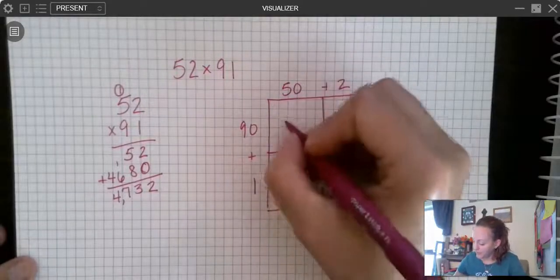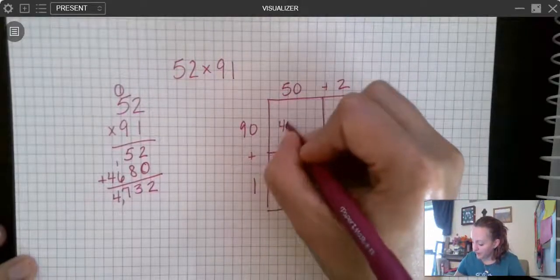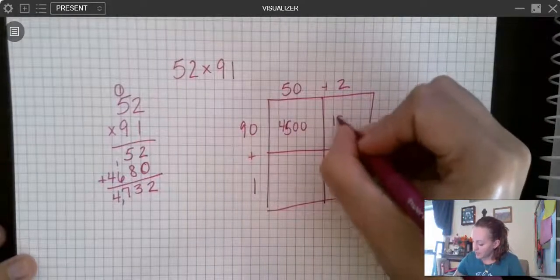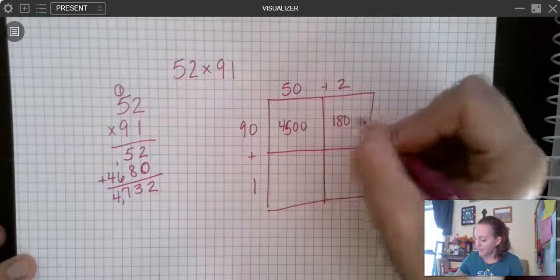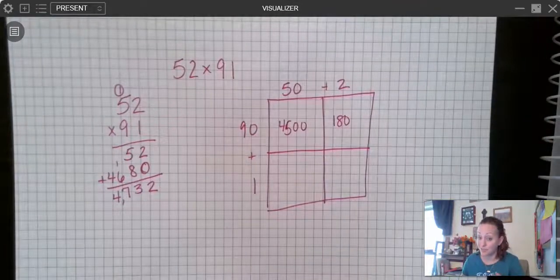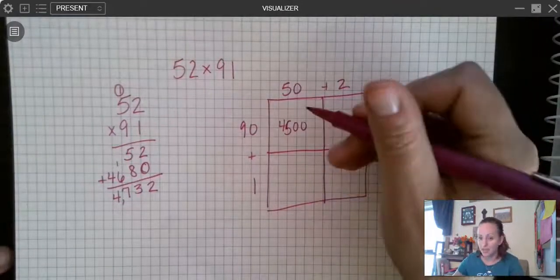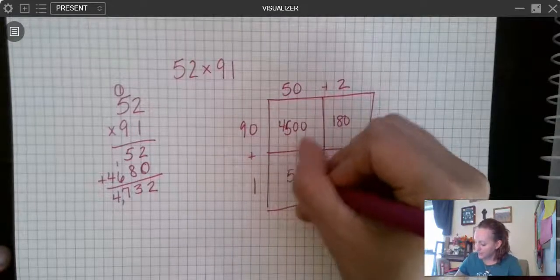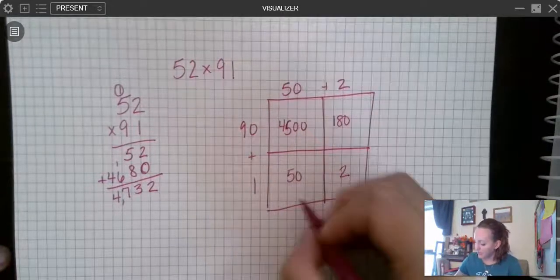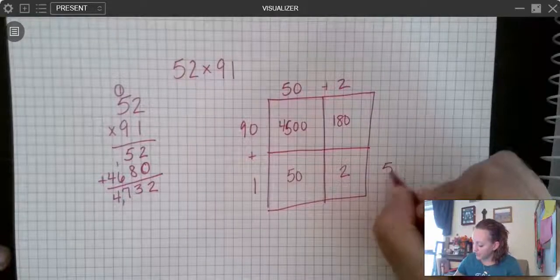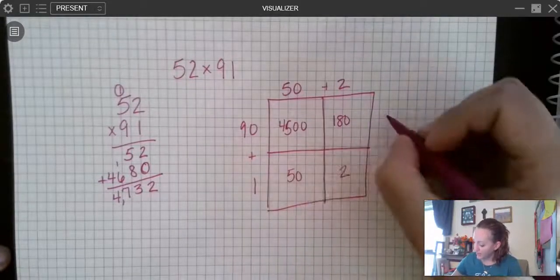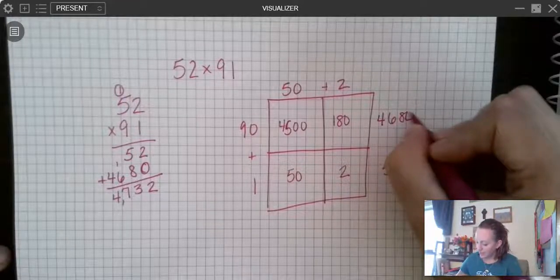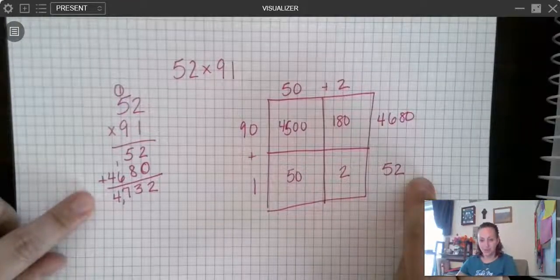50 times 90, well, 5 times 9 is 45, and I have 2 zeros. 90 times 2 is 180 because 2 times 9 is 18 with a 0. And again, I'm explaining as I'm doing this, so it's taking me a little longer. All right, 50 times 1, that's easy. That's 50. And 2 times 1 is 2. I can add straight across here. I get 52. I can add straight across here. I get 4,680.